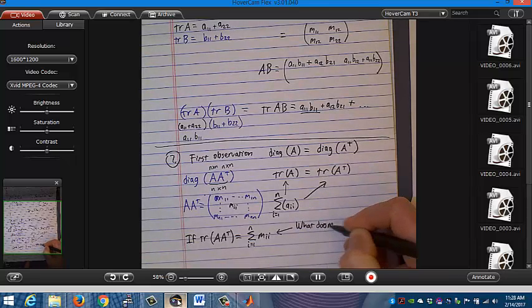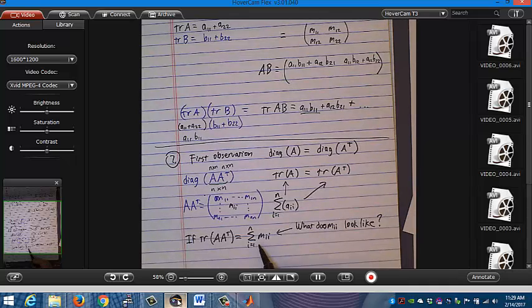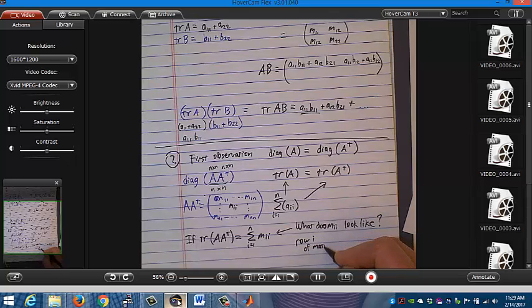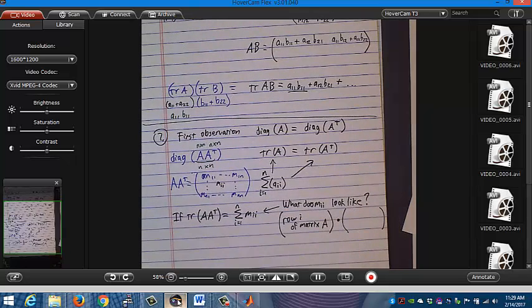What does MII look like? Well, MII is telling me to take row I of matrix A, and then dot that with what? So again, what does MII look like?